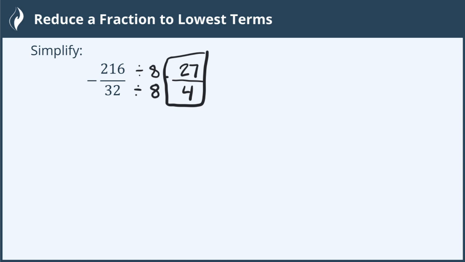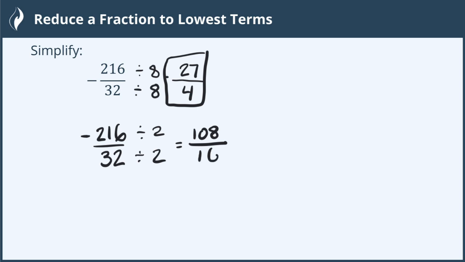Now, if I didn't know that 8 went into both 216 and 32, I can start out with a smaller number. So I'm going to start with 216 over 32. And I know that both of these are even, so I can just divide them both by 2 to help get us started. And then we'll just go smaller and smaller to see if I can find any other numbers that will divide into both of those. So 216 divided by 2 is 108, and 32 divided by 2 is 16.